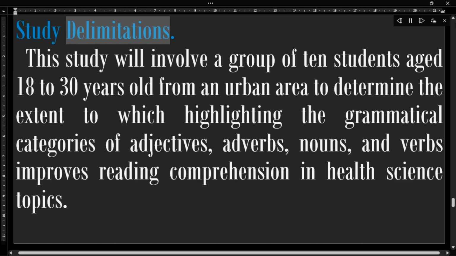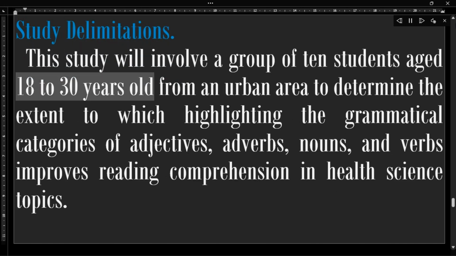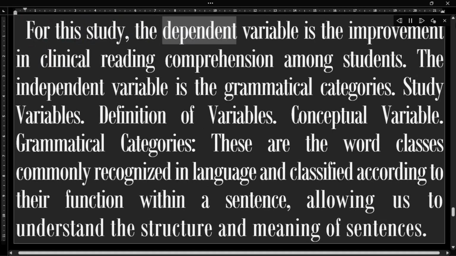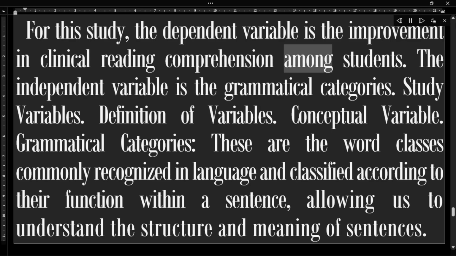Study delimitations. This study will involve a group of 10 students aged 18 to 30 years old from an urban area to determine the extent to which highlighting the grammatical categories of adjectives, adverbs, nouns, and verbs improves reading comprehension in health science topics. For this study, the dependent variable is the improvement in clinical reading comprehension among students. The independent variable is the grammatical categories.